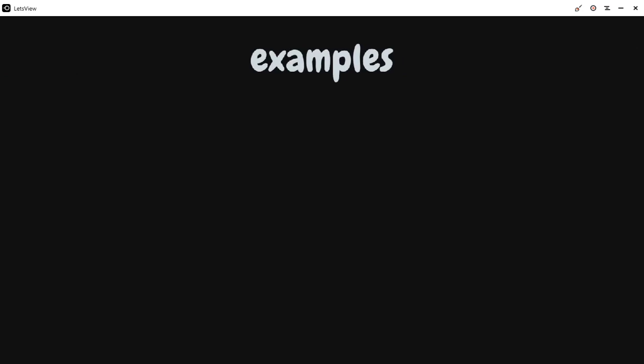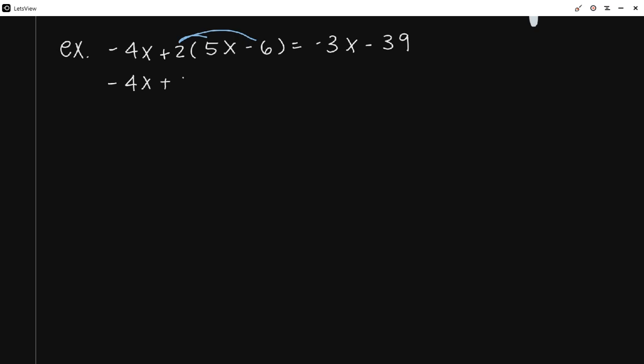So let's do some examples. If we have negative 4x plus 2 times 5x minus 6 equals negative 3x minus 39. So the first step is to distribute, so we're going to distribute positive 2, sorry. So negative 4x plus 10x minus 12 equals negative 3x minus 39.